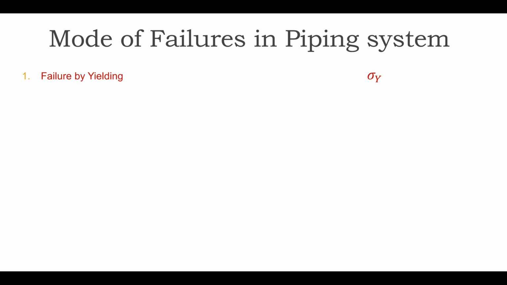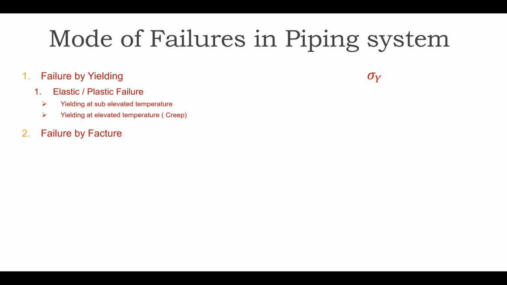The first one is failure by yielding. In this mode of failure, material follows Hooke's law, and after the elastic limit, yielding starts and material enters the plastic region. Causes of this kind of failure could be either yielding at sub-elevated temperature or yielding at elevated temperature, which is called creep.